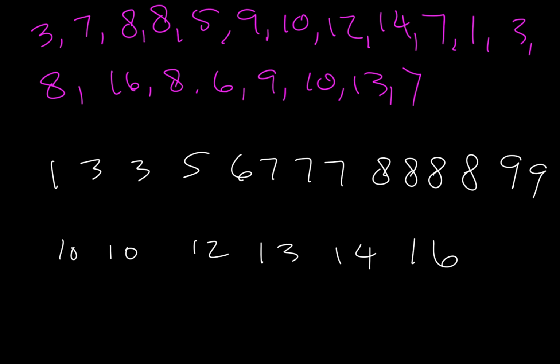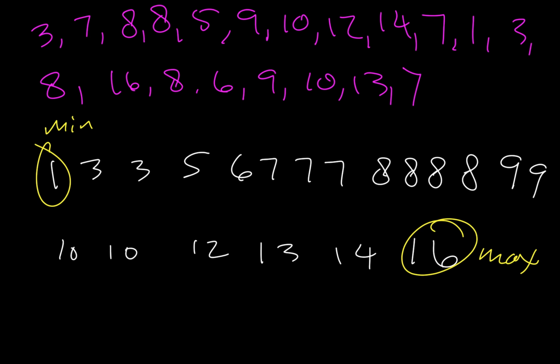So we just go through this. This is our min. This is our max. Since we have 20, we're going to count 10 to find the median. So 1, 2, 3, 4, 5, 6, 7, 8, 9, 10. So our median is in between there, which means the median is 8.